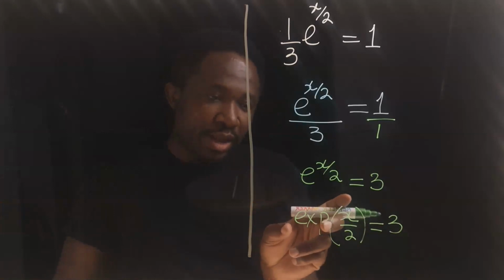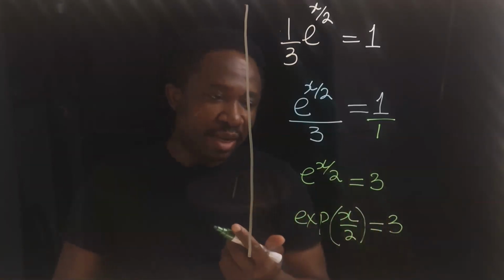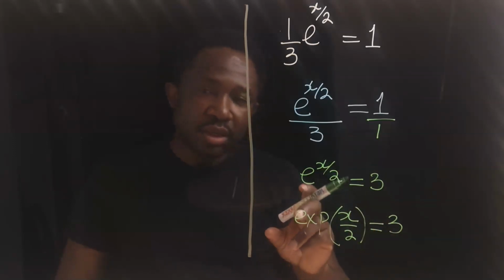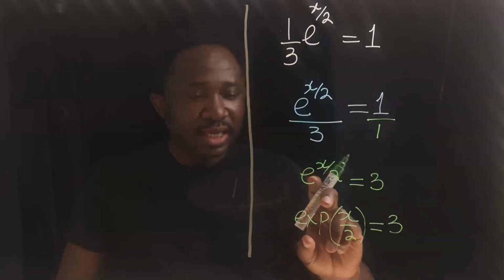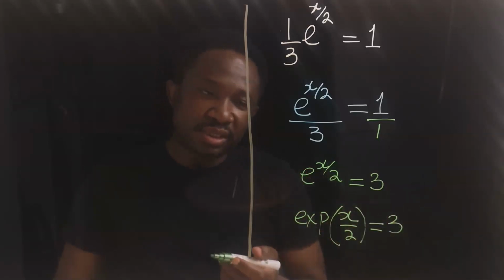Next, exponential is enclosing x divided by 2. In order to neutralize exponential, we're going to take the natural log of both sides.